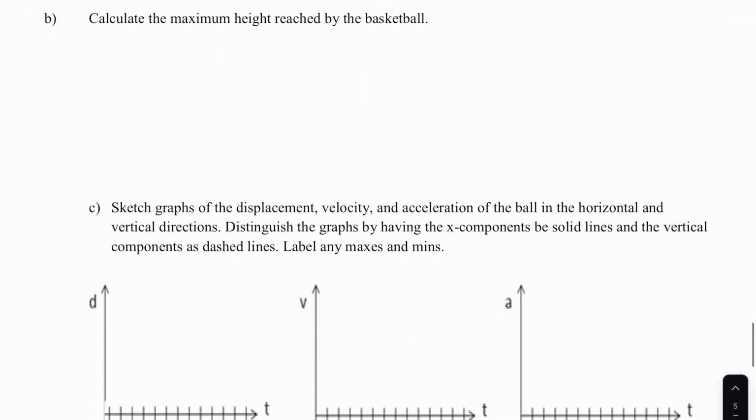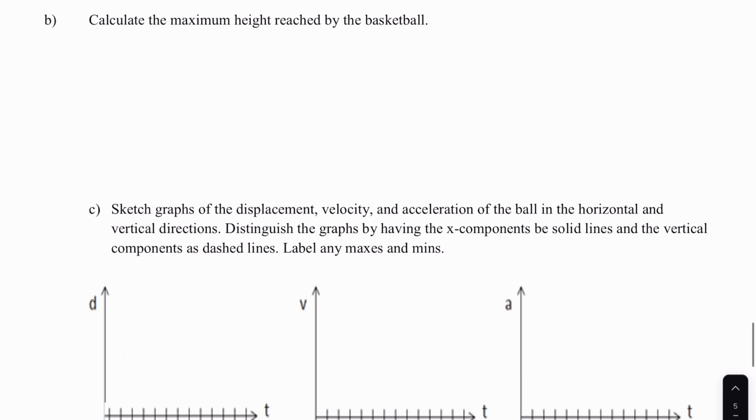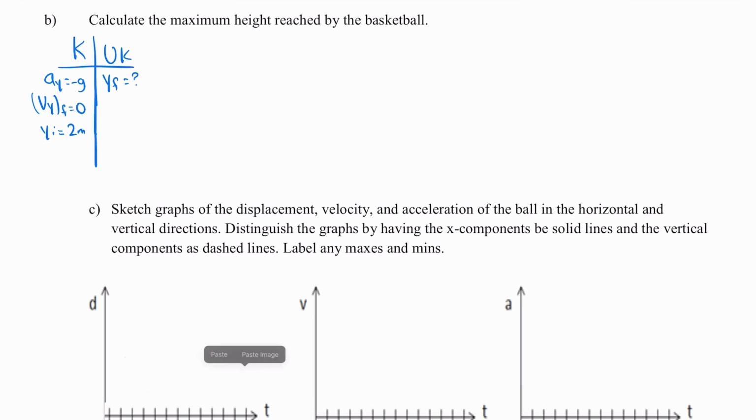Part B wants me to calculate the maximum height reached by the basketball. Let's do some knowns and unknowns again. The basketball is in the air, so my acceleration is negative g. I know that at the maximum height, the vertical velocity is 0. I'm looking for this final height that's reached. And I know that it began 2 meters above the ground. And I also know how fast it was moving initially. That is 8 sine theta, of course, where that theta is 60 degrees. We know what that is.